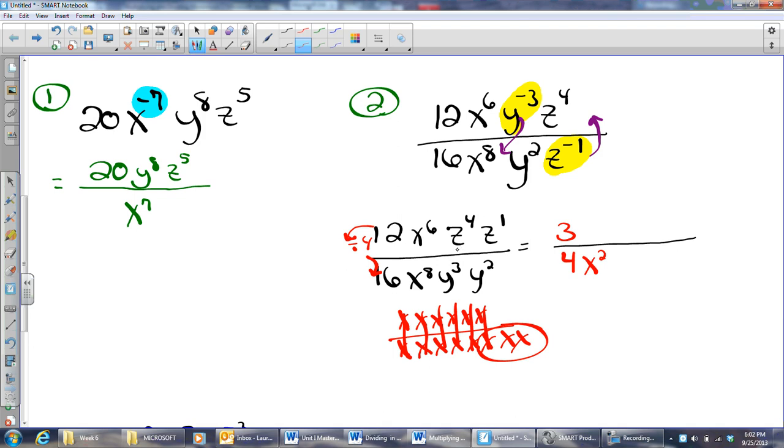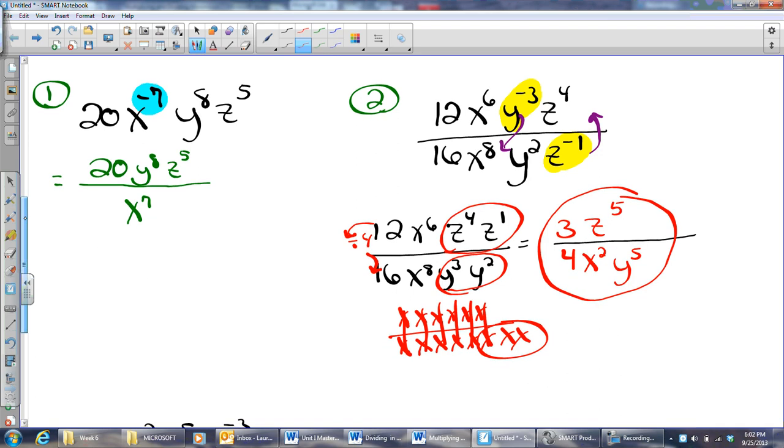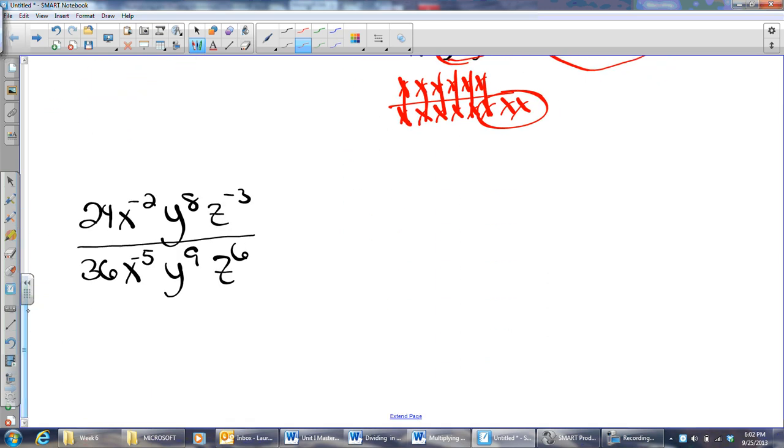All right, these z's right here will be z to the 5th power. These y's right here, y cubed times y squared, will be y to the 5th power also. And there you go. Of course, we're assuming that x and y aren't equal to 0. It's got to be a restriction, right? We're not allowed to divide by 0. That's pretty easy. In fact, it's so easy, sometimes it gives kids trouble. Let's look at problem number 3 here.